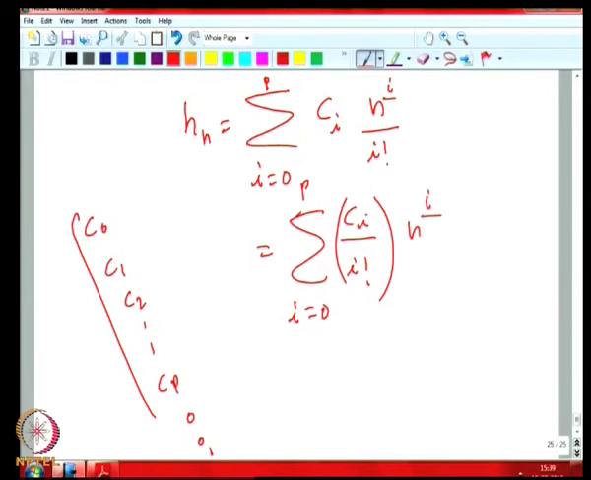So this polynomial can be represented by this. See, we can say h of n, which is actually the nth general term. So if you want to write it as a polynomial, h of n can be represented like this.